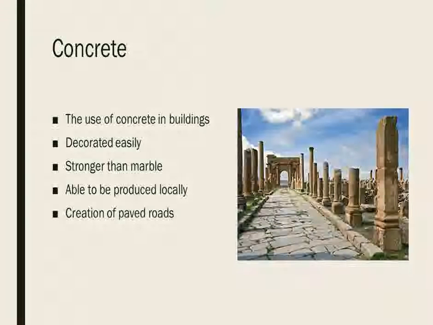The Romans introduced the use of concrete in buildings, which became the most efficient and cost-effective material to use when constructing buildings. It was because it was produced locally, and concrete was also easily decorated, which they really like to decorate things, so that was good for them. Also because concrete is strong, it was able to be a sturdier building material for them. It eventually led to the creation of paved roads, which are used everywhere today.